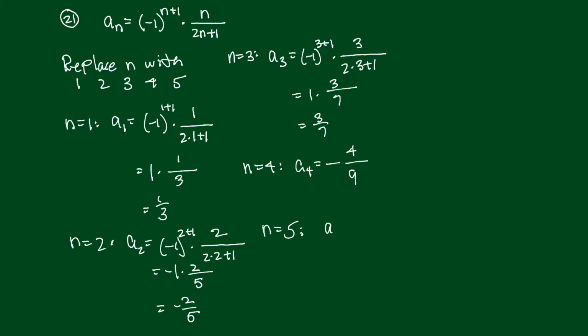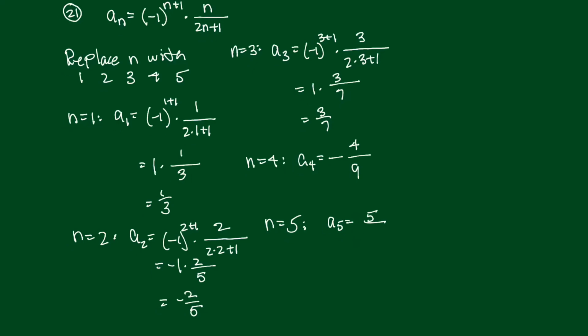And then n equals 5. So what do we get for A5? A5 is going to be, all right, alternator, back to the beginning. Positive, negative, positive, negative. This is going to be positive. And the numerator matches the term number. The denominator is 1 more than twice the term number. Twice 5 is 10, 1 more is 11. So here's our first 5 terms: 1/3, negative 2/5, 3/7, negative 4/9, and 5/11.